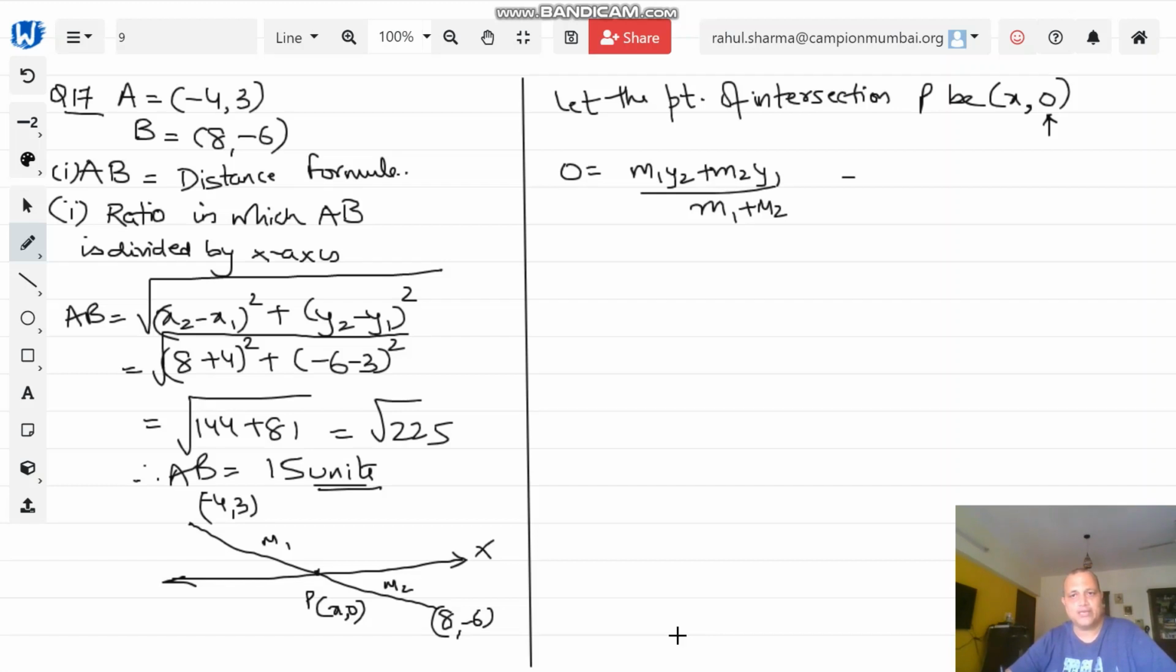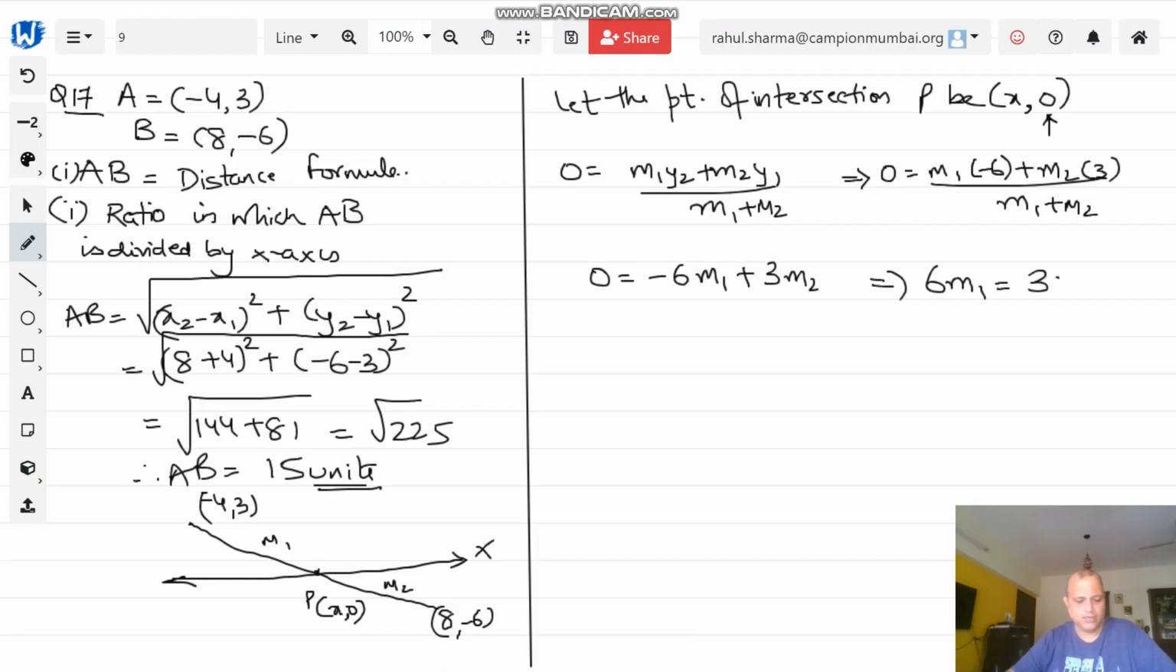Let's substitute values and find the value of the ratio. So let's calculate: 0 is equal to m1 (not given) times y2, which is negative 6, plus m2 times y1, which is 3, upon m1 plus m2. Let's cross multiply. So I have 0 is equal to negative 6 m1 plus 3 m2, which means 6 m1 is equal to 3 m2, which means m1 is to m2 is equal to 3 is to 6, which means m1 is to m2 is equal to 1 is to 2.